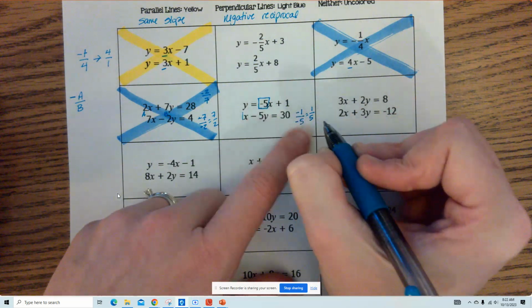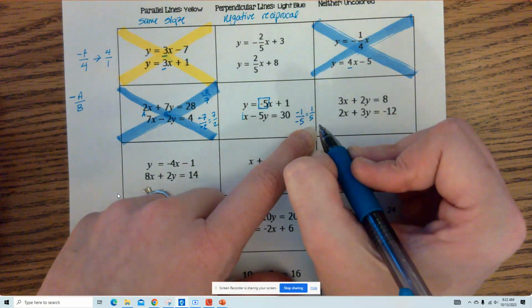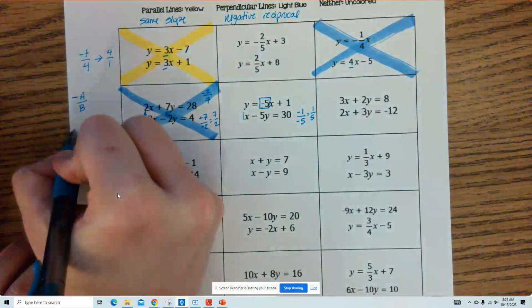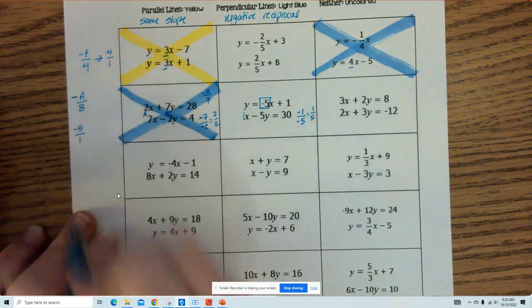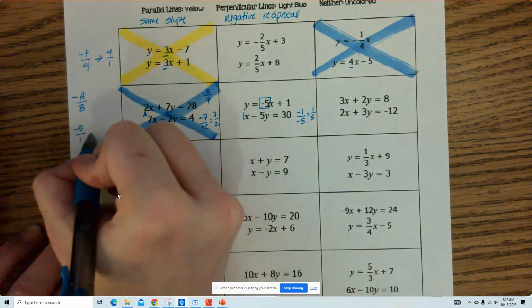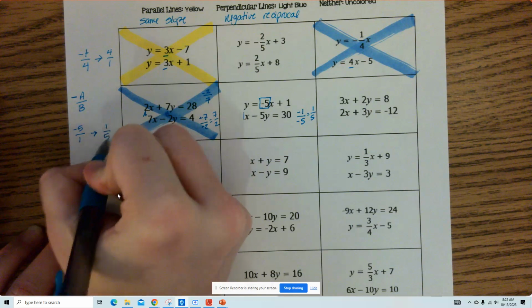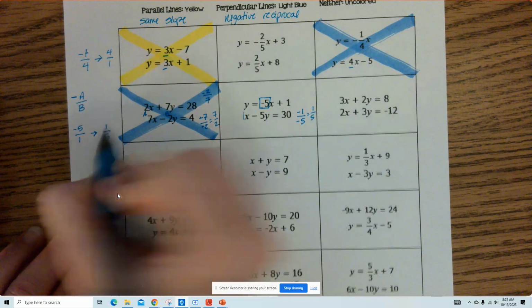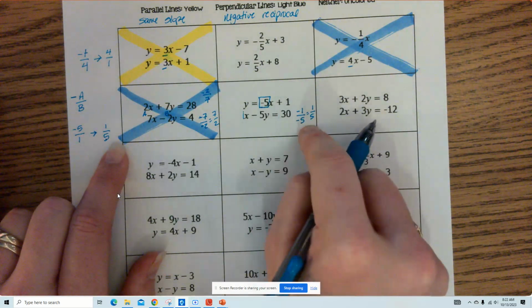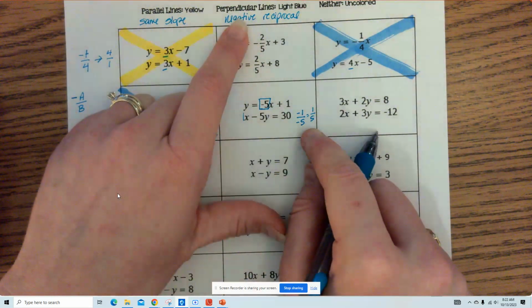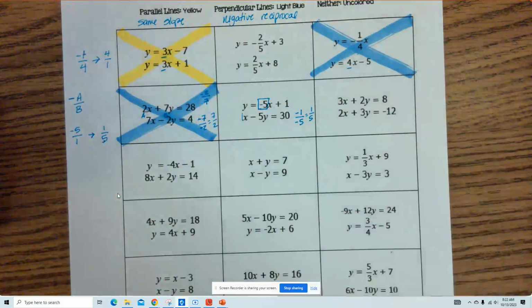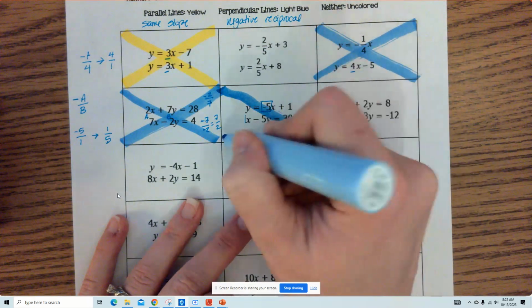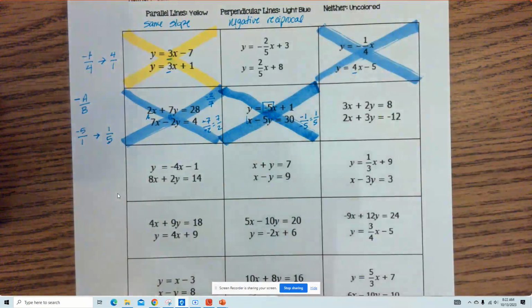So is negative 5 and positive 1/5, are those negative reciprocals? Negative 5 as a fraction is negative 5 over 1. Flip the fraction on its head, change the sign. So if this one's negative, this one's positive. So negative 5 and positive 1/5, are those negative reciprocals? Use that calculator tip if you're not sure on reciprocals.